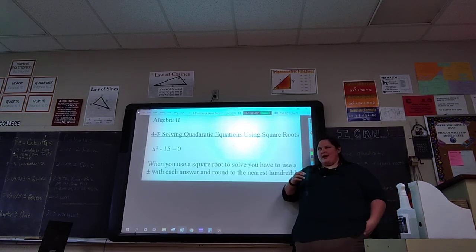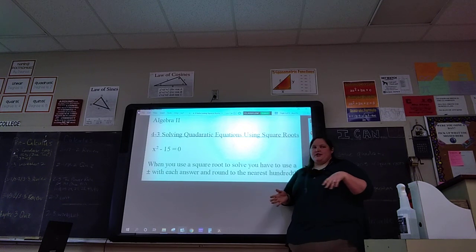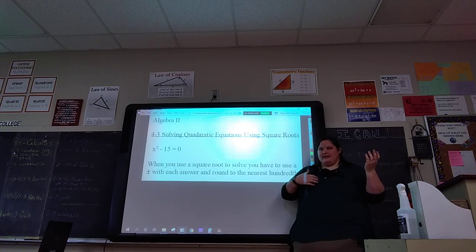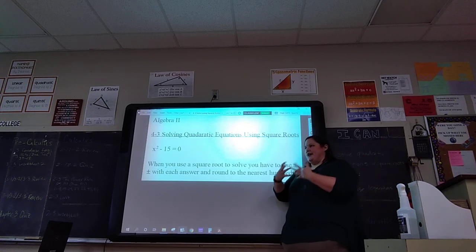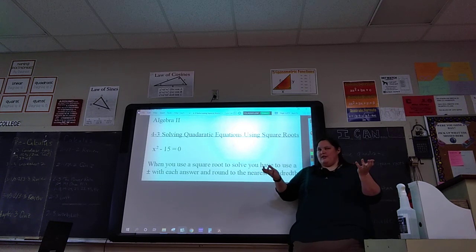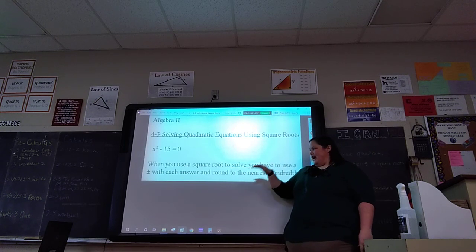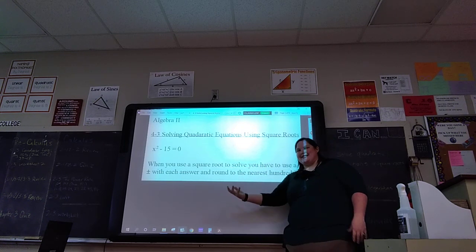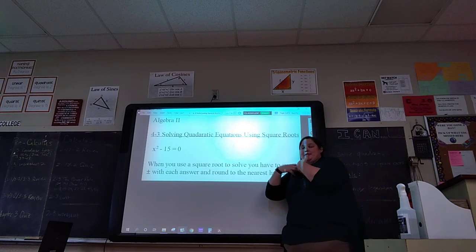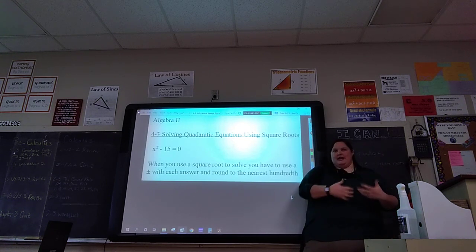Where that comes from, if you think about squaring a number, 4 squared is 16, negative 4 squared is also 16, okay? So when we have a variable in there and you're solving for it, you don't know if you want the positive answer or the negative answer, so we end up including both. So whenever you use a square root to solve for an x, you need both the positive and negative square root, okay? Now the calculator is going to help us find the positive square root, so you just need to make sure that you include the negative answer.